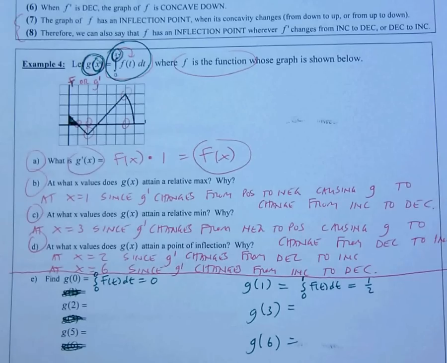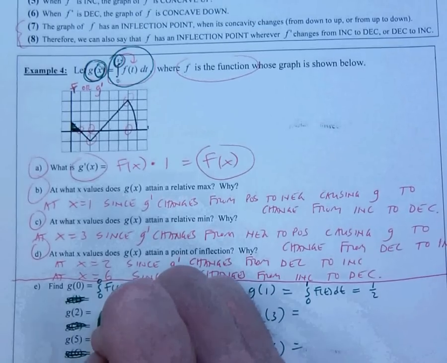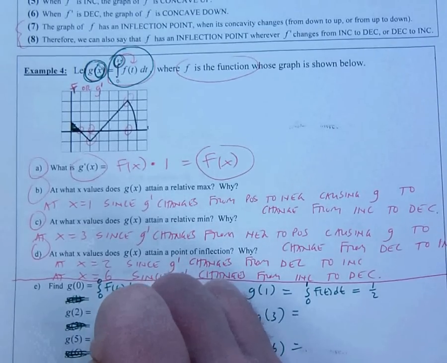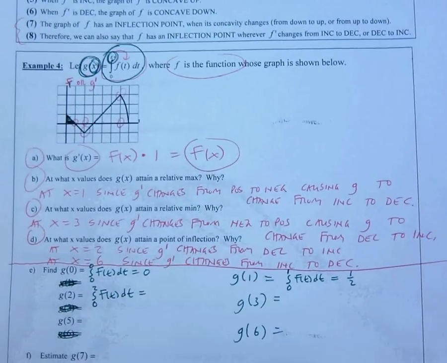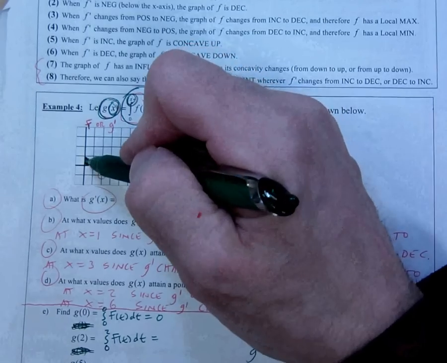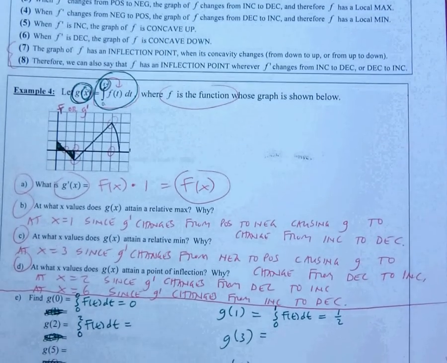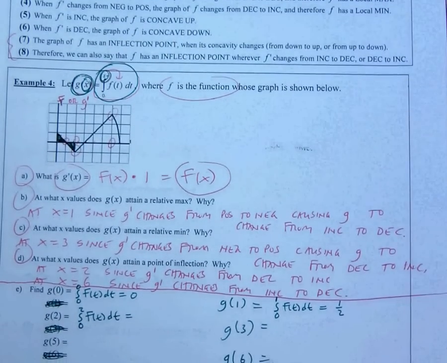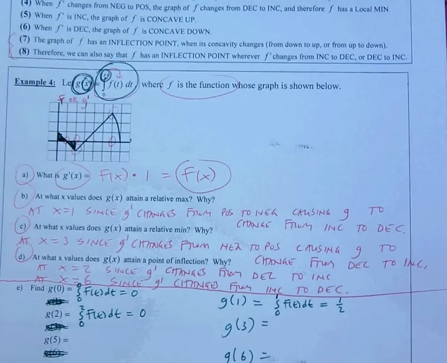Okay, let's find g of 2 now. G of 2 would be the antiderivative of f from 0 to 2, wouldn't it? And that would be just the area between f and the x-axis from 0 to 2, which would be this area minus this area, isn't it? What's that area minus that area, guys? What is it? 0. Do you see what I'm doing here?